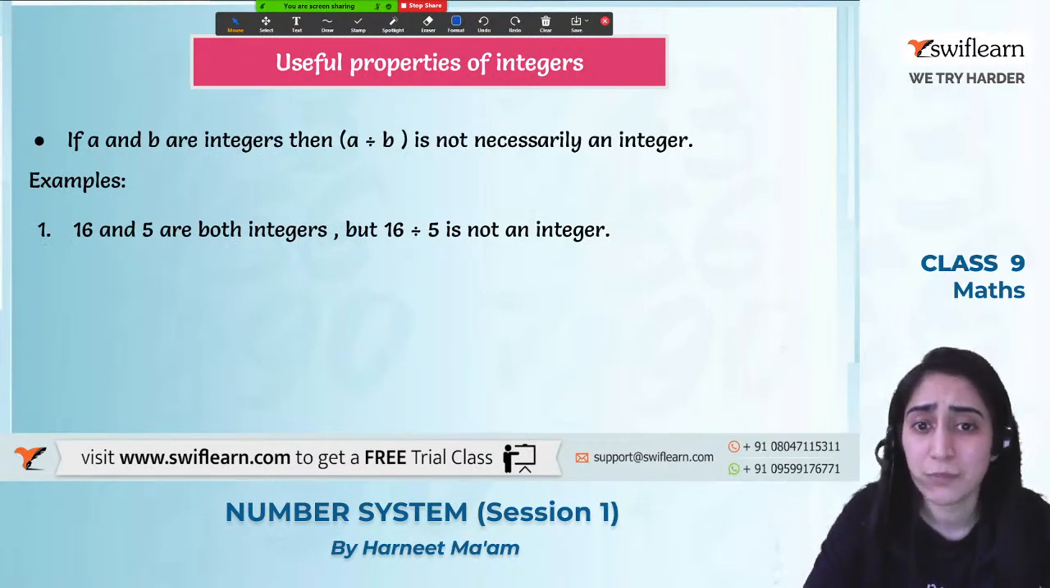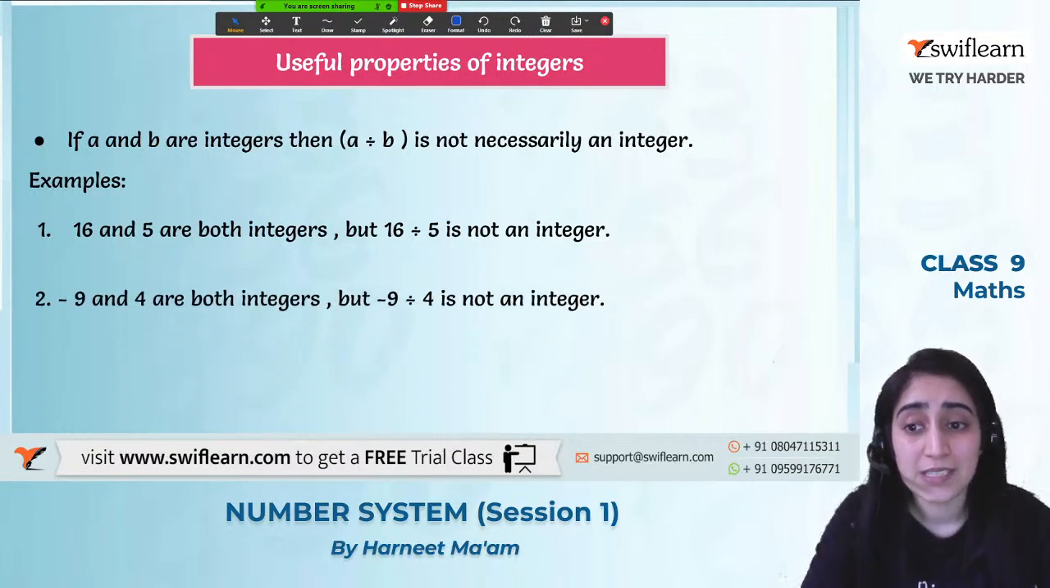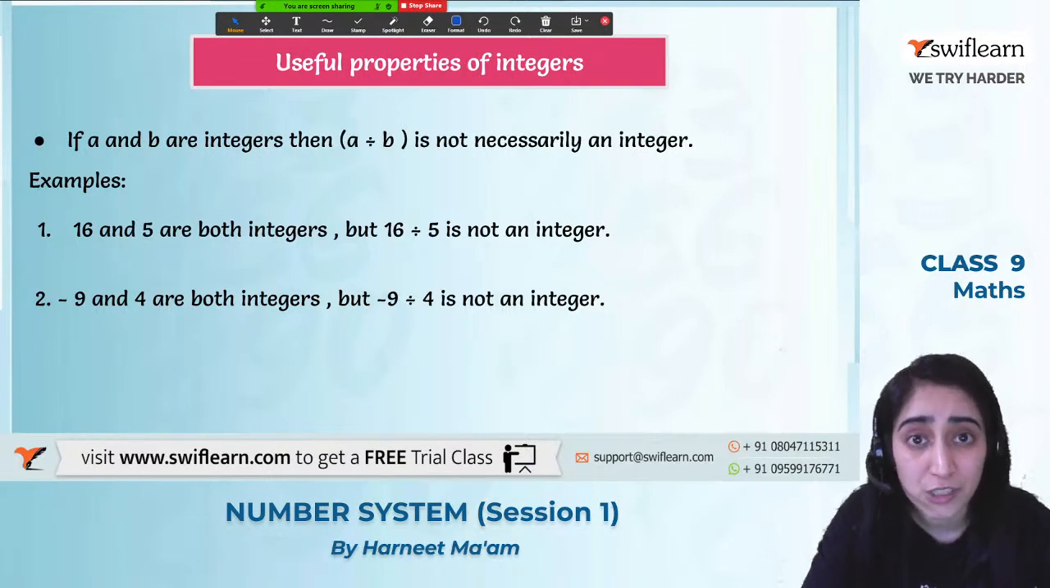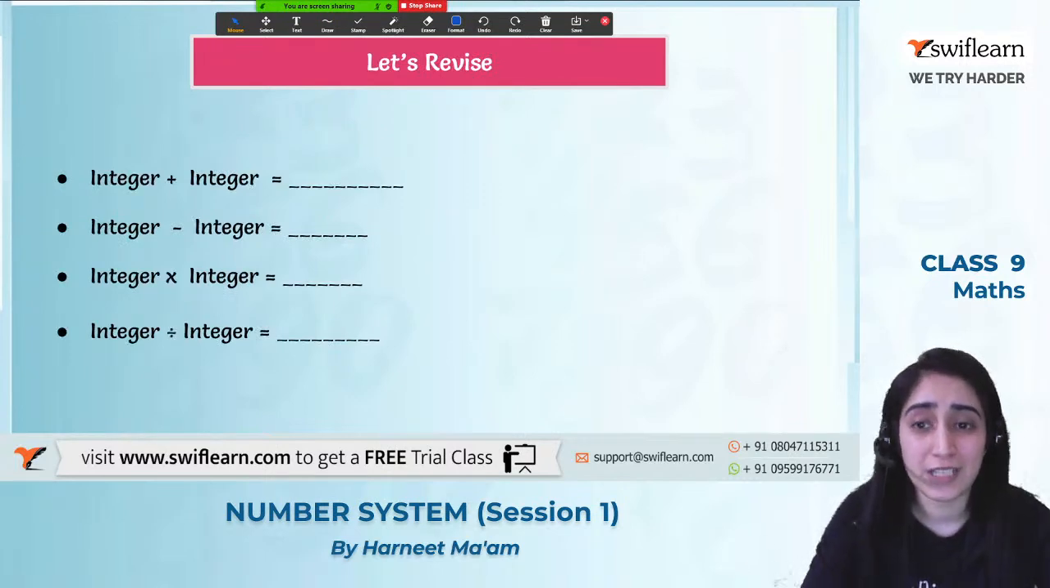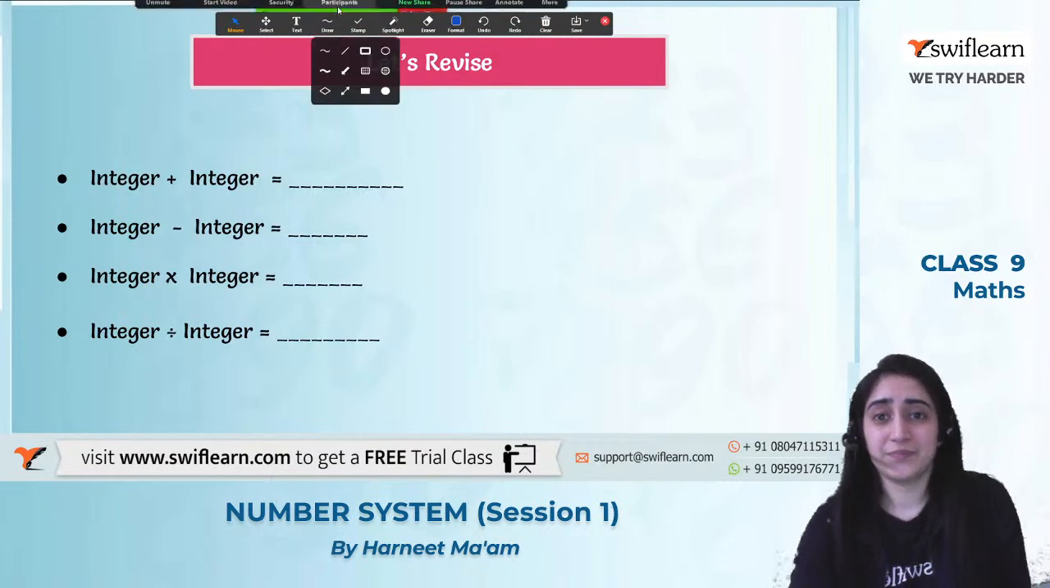Both are integers, but on dividing, do I get an integer? No, I get something like a decimal, or maybe a fraction. 16 by 5 is a fraction. They don't have anything in common. Same with minus 9 by 4. Both are integers, but there is no common factor, so they remain in the form of a fraction P by Q. So they are rational numbers. Let's solve this quickly. Integer plus integer is, what is it?